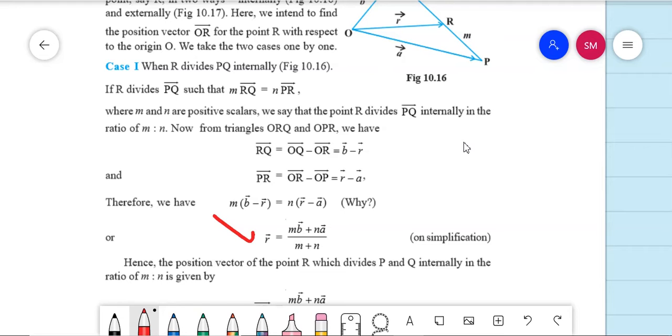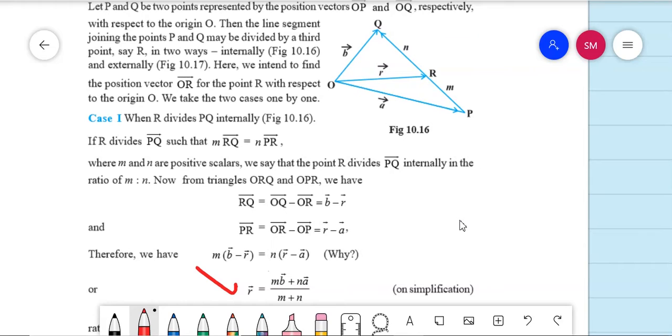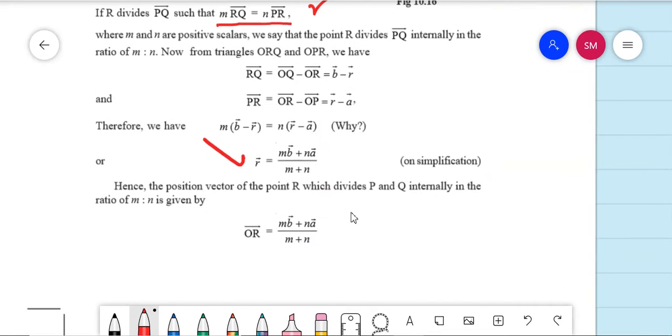There is no need of any explanation because they are not asking for theory here, but from the diagram you can very easily understand how to obtain it, it is not very difficult. You just observe how the ratio m upon n, that is PR upon RQ, is given. If you follow this ratio, you will very easily be able to obtain it. So OR will be (mb + na) upon (m + n). This formula you have to remember.